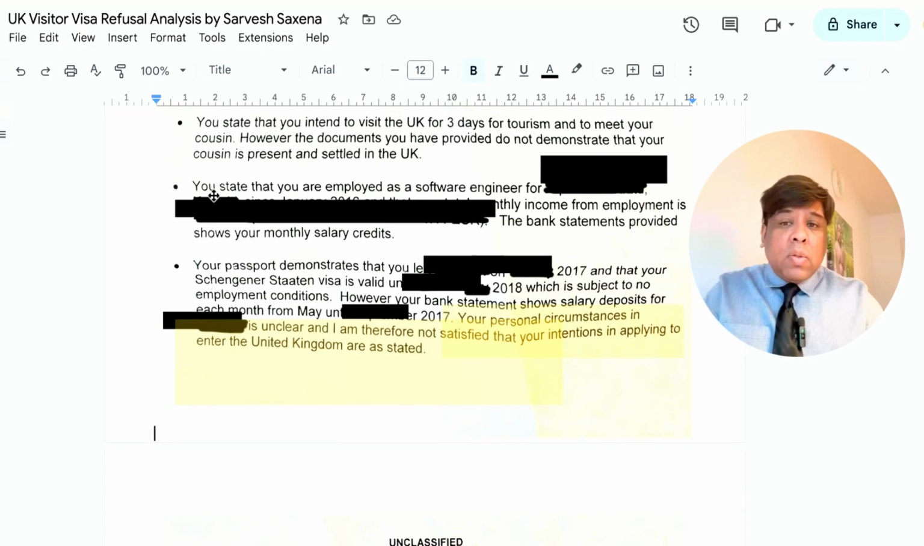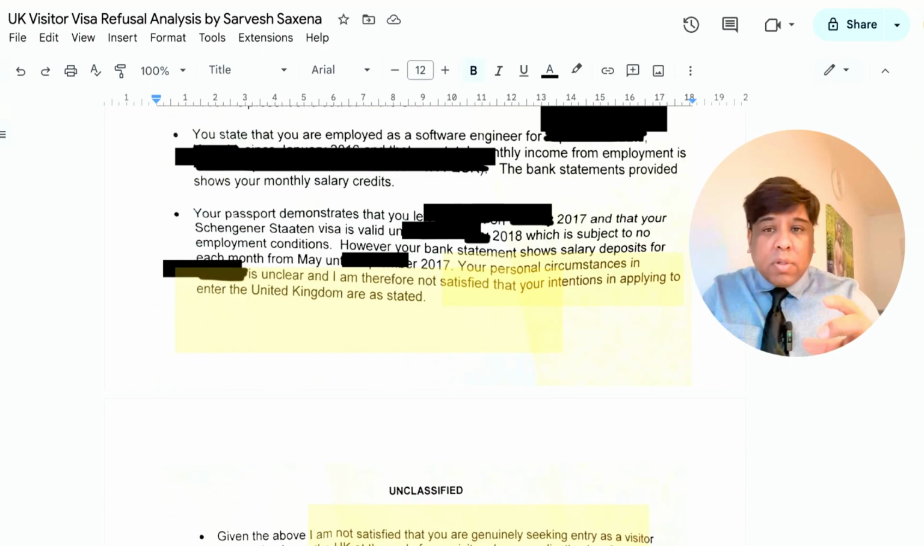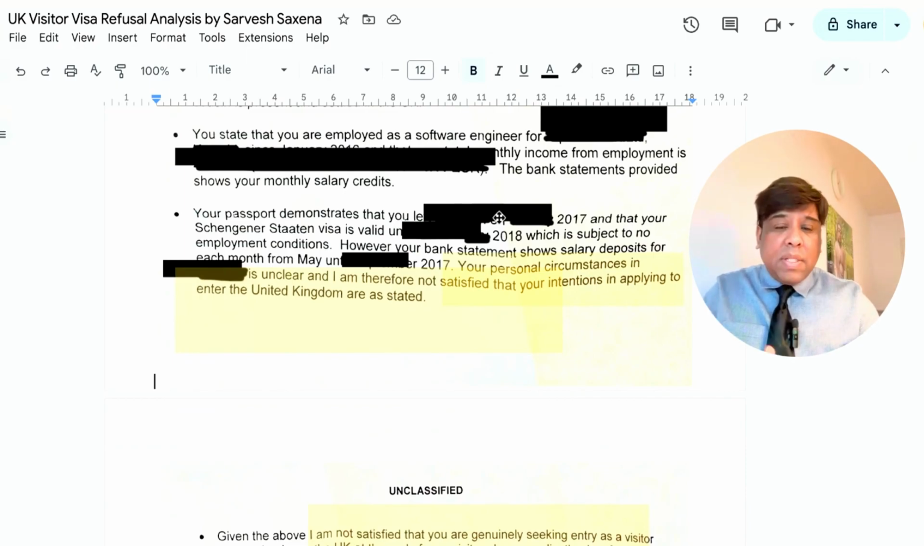Now, this person also showed that he's a software engineer earning some money, and he provided bank statements, but that was insufficient because when you apply for a standard visitor visa, this person also provided copies of the passport for each and every page, in which there was a Schengen visa stamp. And there I have redacted some of the details because of data privacy reasons.